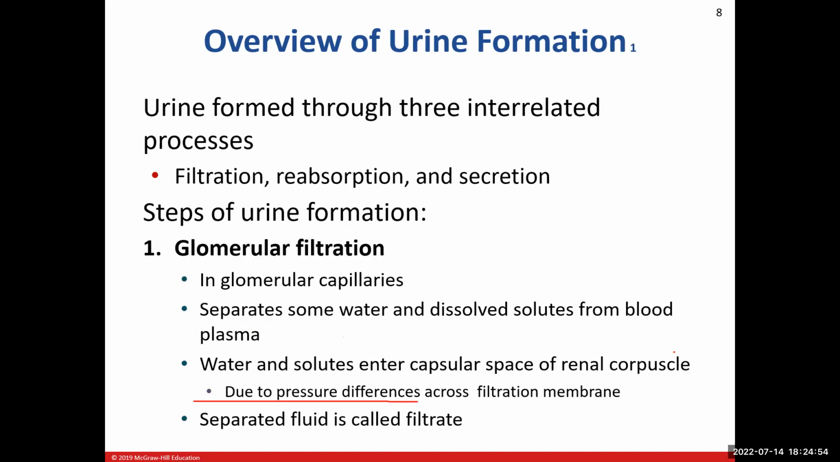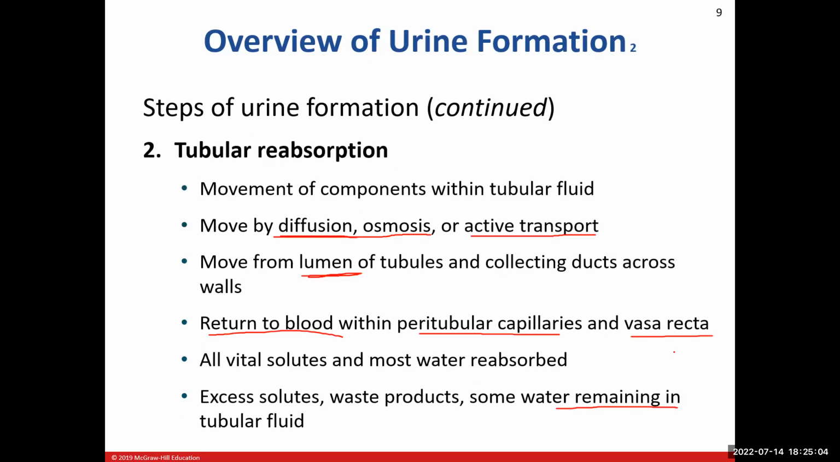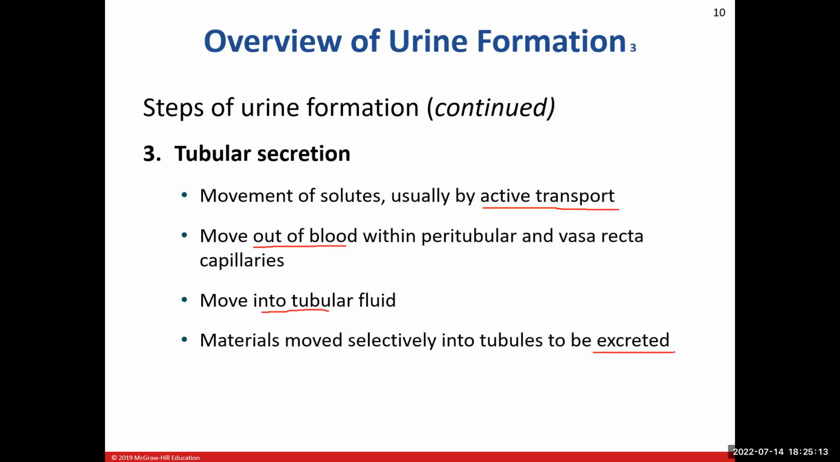So these three terms: filtration, think of, we're going from the blood into the tubular system, forming our filtrate. Then our tubular resorption is going to move those materials from the tubular system back into the blood. And then finally, tubular secretion, we're going to move materials out of the blood into the tubular fluid. And then again, depending on what's happening in the body and the systems there, that will determine whether or not the material that was secreted into the tubular fluid will be excreted into the urine.